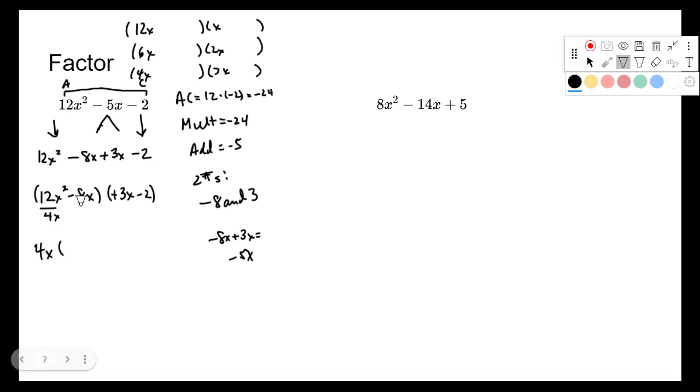So this is all grouping now. So 12 over 4 gives me 3. X to the second over x is x. Negative 8 over 4, negative 2. And the x's will knock each other out. That's my first set of parentheses.